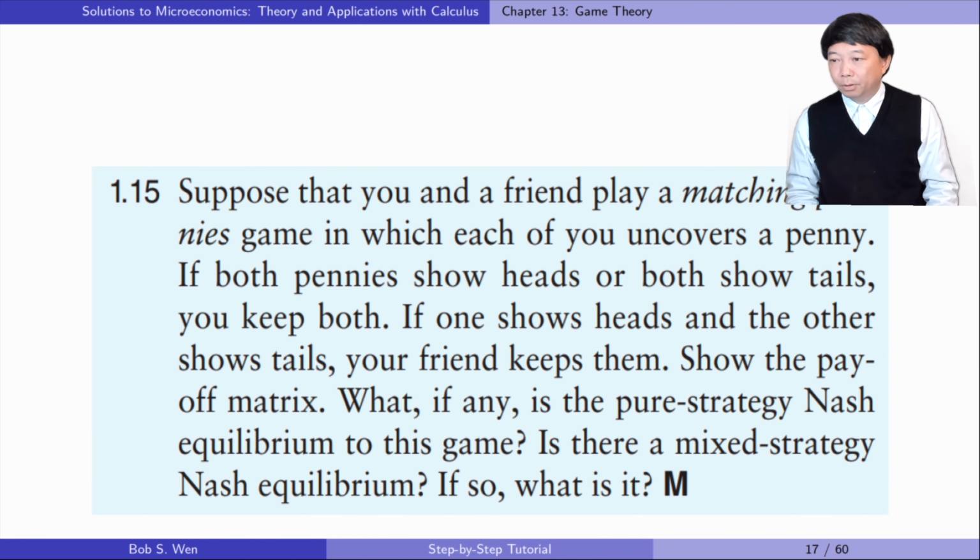Let's find the answer to exercise 1.15. Suppose that you and a friend play a matching pennies game in which each of you uncovers a penny. If both pennies show heads or both show tails, you keep both. If one shows heads and the other shows tails, your friend keeps them. Show the payoff matrix. What, if any, is the pure strategy Nash equilibrium to this game? Is there a mixed strategy Nash equilibrium? If so, what is it?